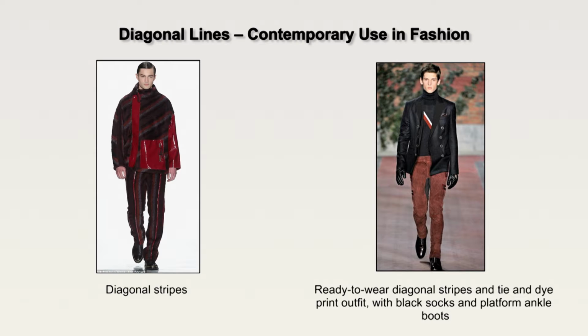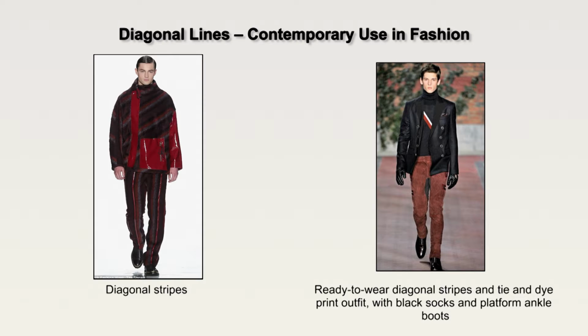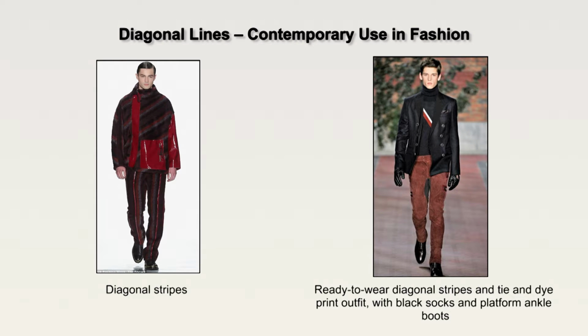The image we see here is a great mixture of elegant and sporty look. On the left, we see a diagonal striped jacket and a vertical striped trouser. On the right is an open double-breasted blazer with diagonal knit two-tone stripe, a great mix of elegant and sporty.